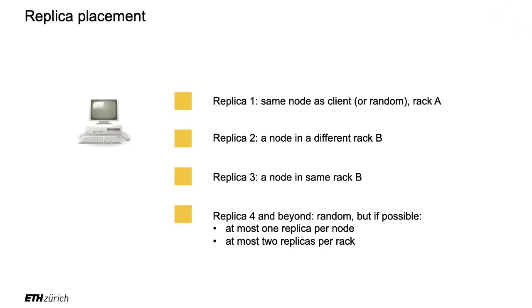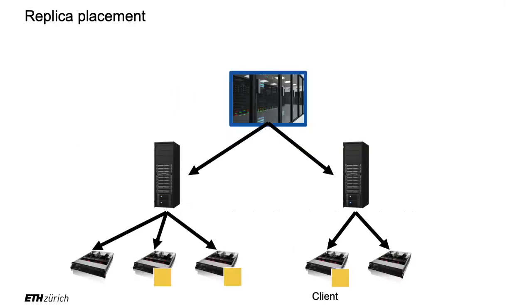The second replica will be in a different rack. We want it somewhere else in the data center in case the rack crashes. And the third replica is another node in that other rack. So not the rack of the client, the other rack. So if the client is here on the right, you have a first copy of the block on the client, and two other copies on two nodes in the same different rack. Okay, does that make sense?